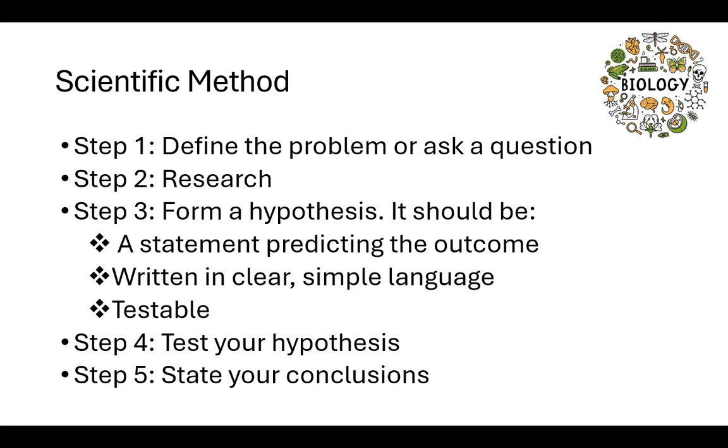And so this hypothesis should be a statement that predicts an outcome or guesses to what the outcome is going to be. And this hypothesis should be written in clear, simple language, right? And it should be able to be tested. Now, step 4 is testing the hypothesis, and this usually involves some kind of experiment. And while this experiment is taking place, as good scientists, we're going to write down our observations and collect data.